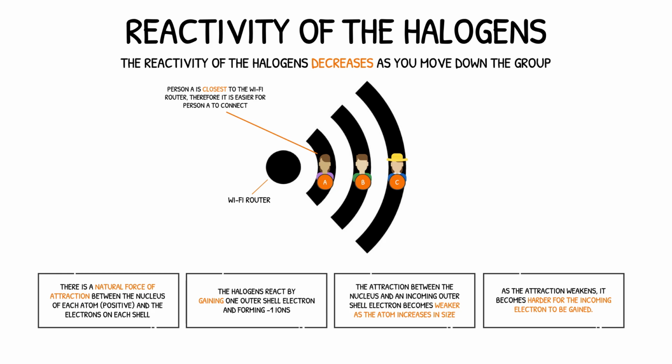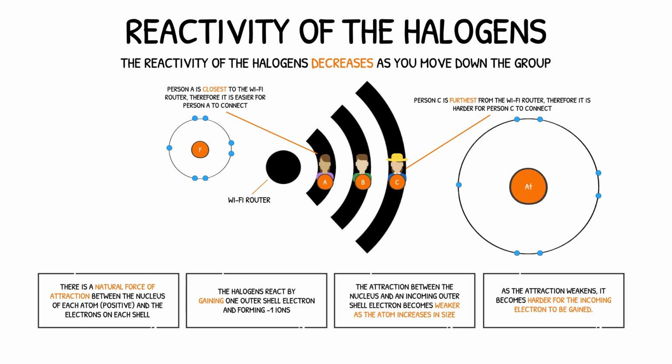This analogy can be used to reflect the interaction between the nucleus and the incoming electron when an atom of fluorine reacts, therefore explaining why it is the most reactive of the halogens. In contrast, person C would find it harder to connect to the Wi-Fi because they are furthest from it. This analogy can be used to reflect the interaction between the nucleus and incoming electron when an atom of astatine reacts, therefore explaining why it is the least reactive of the halogens.